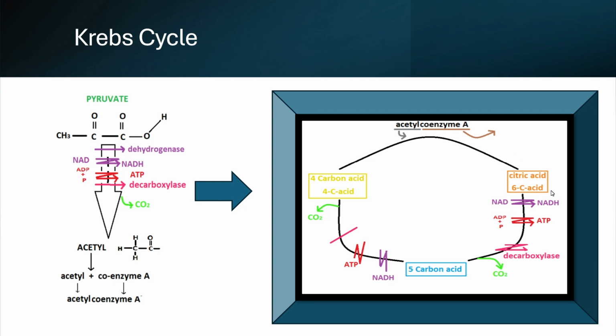And now we have dehydrogenase. It doesn't show here, but dehydrogenase acts on it, and it catalyzes the removal of hydrogen from the C6 compound. And that hydrogen is taken to the next stage, which is oxidative phosphorylation, because remember, there's energy in that hydrogen.